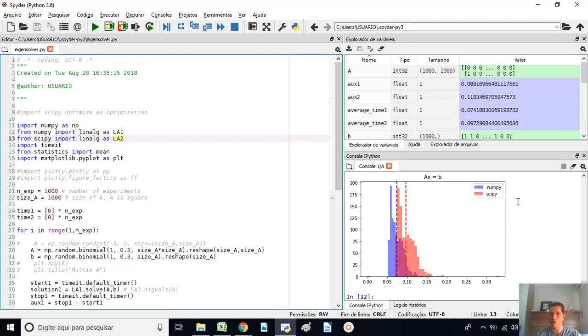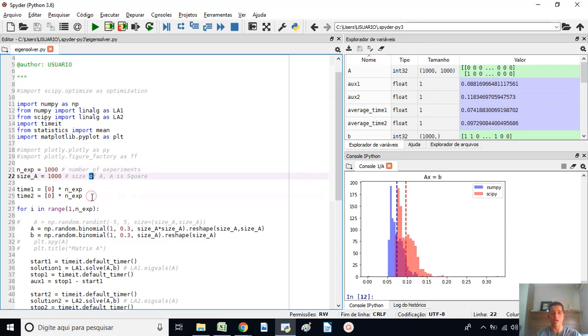So in this graph I have here, I've performed 1,000 experiments to solve AX equal B. A is a square matrix of size n equal 1,000, and I'm starting with small matrices. I have here some results for this particular case. For AX equal B, on average, NumPy performed better than SciPy. It's not a rule, we're going to see that we can have differences between both. But for this particular case, we had, on average, NumPy better than SciPy.